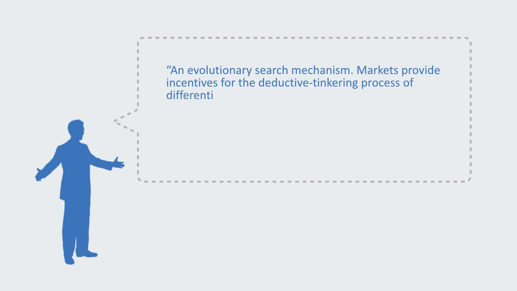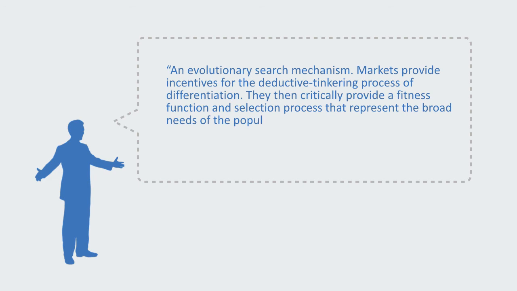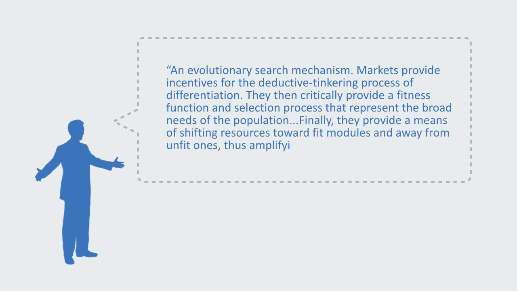Eric Beinhocker, in his book The Origins of Wealth, describes this process as such, quote, "An evolutionary search mechanism, markets provide incentives for the inductive tinkering process of differentiation. They then critically provide a fitness function and selection process that represents the broad needs of the population. Finally, they provide a means of shifting resources towards fit models and away from unfit ones, thus amplifying the fit module's influence."